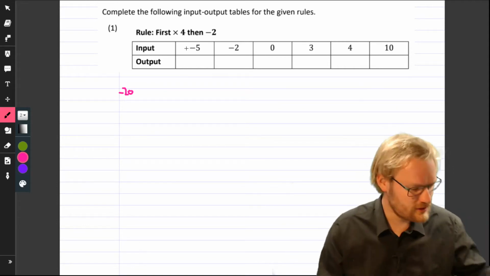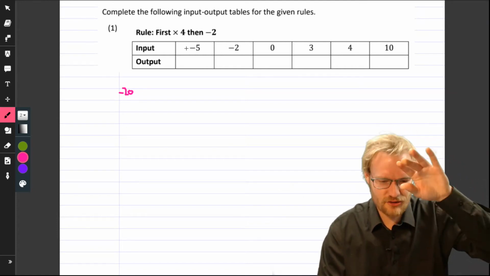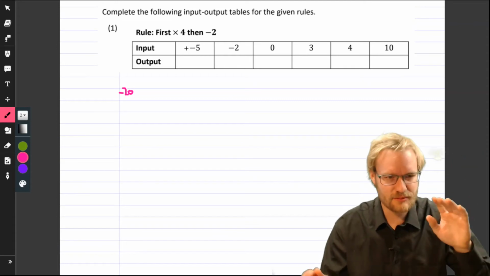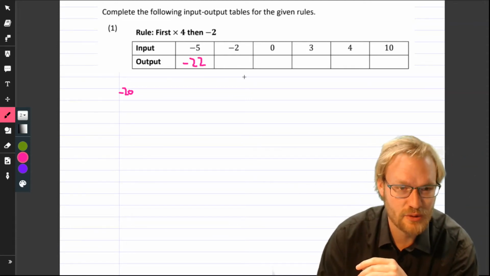Ruler only goes as far as -15, so I'll just have to think. -20. We're subtracting 2, so we're going further left. So it must be -22. Therefore our output is -22.